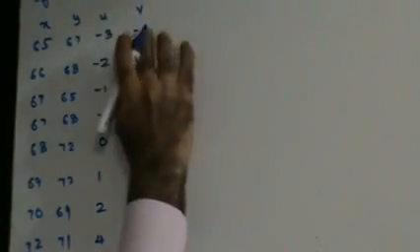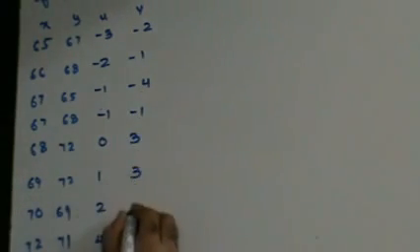Then v. The smallest value is 65, the largest value is 72. Take a value in between, say 69. In that case v will be 67 minus 69, which is minus 2, then minus 1, minus 4, minus 1, 3, 3, 0 and 2.